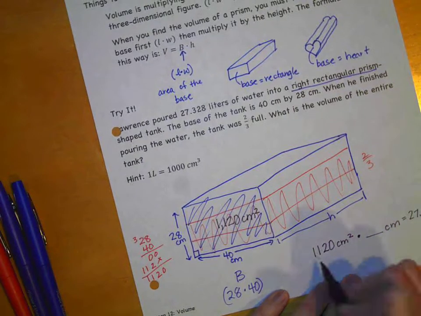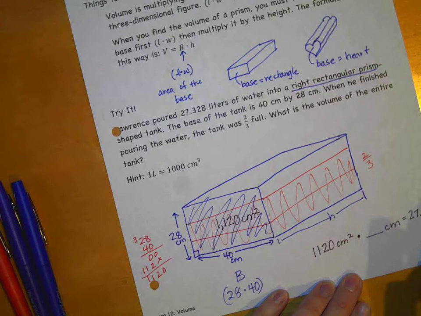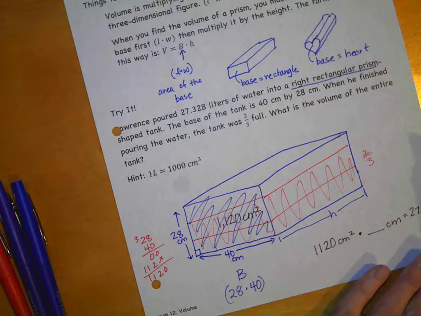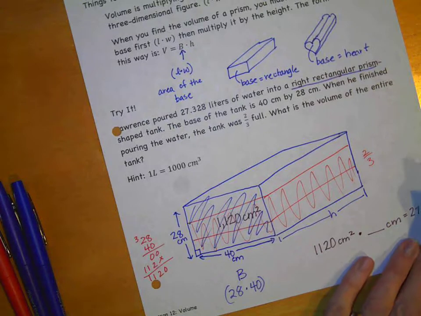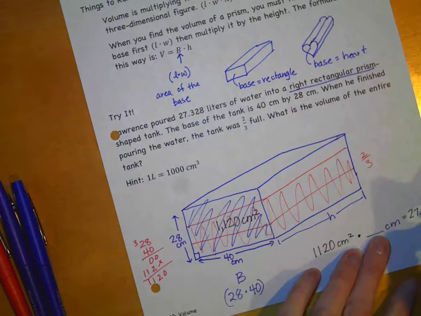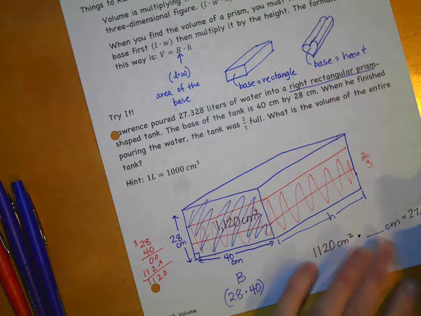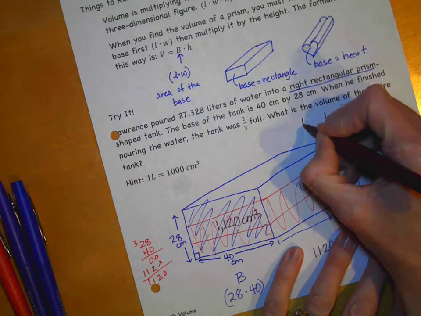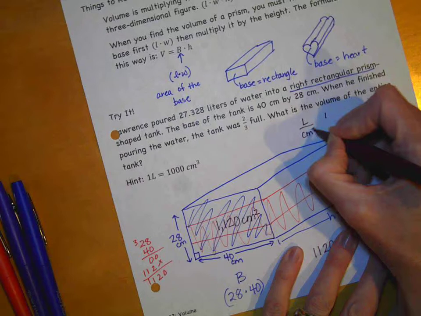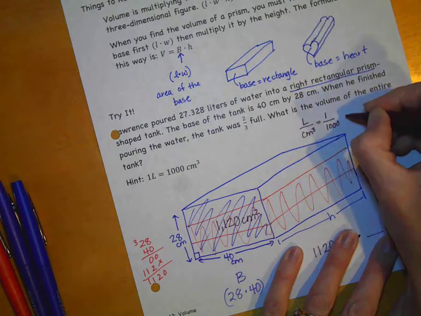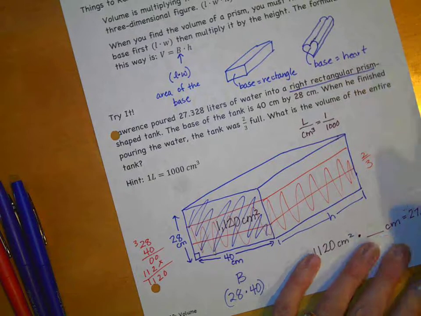But we have to figure out how in the world we are going to get from here to here. And remember, this is liters, not centimeters. So 1 liter equals that number. Let's do that conversion really fast. Liters are up here, centimeters cubed are down here. So 1 liter equals 1,000 centimeters cubed.